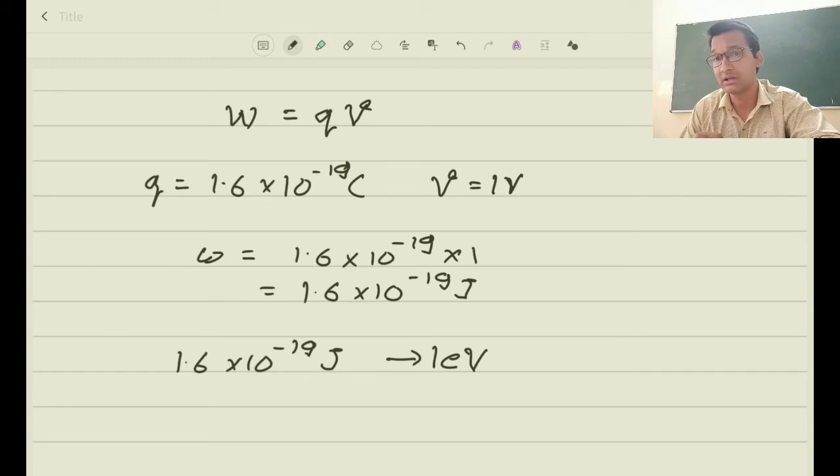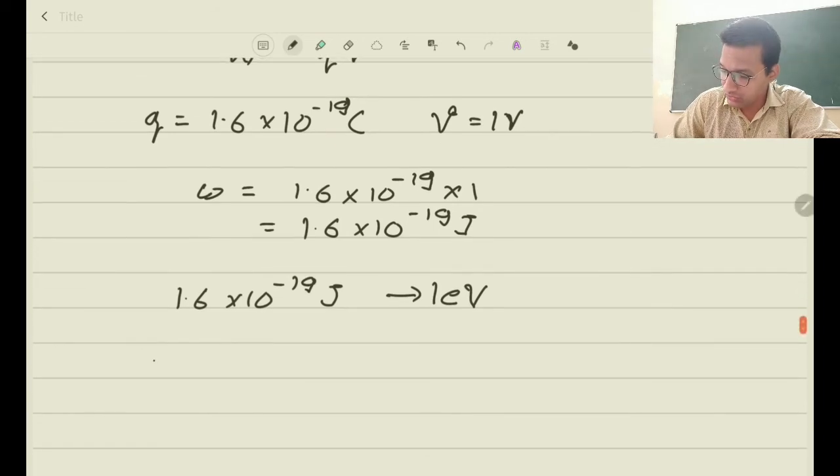and all the work done will be in these terms: 2 electron volt, 3 electron volt, or maybe 100 electron volt. Instead of writing 100 into 1.6 into 10 raised to minus 19, we can conveniently write that as 100 electron volts. So this will save a lot of efforts. And now we can also define 1 electron volt. What is this 1 electron volt?